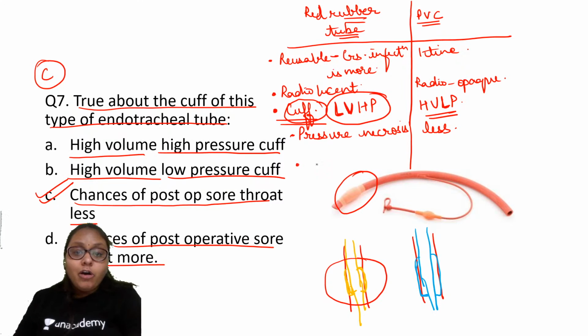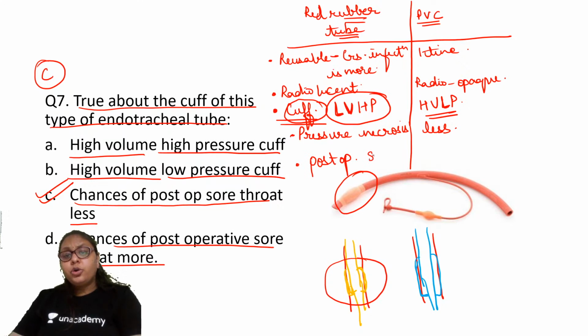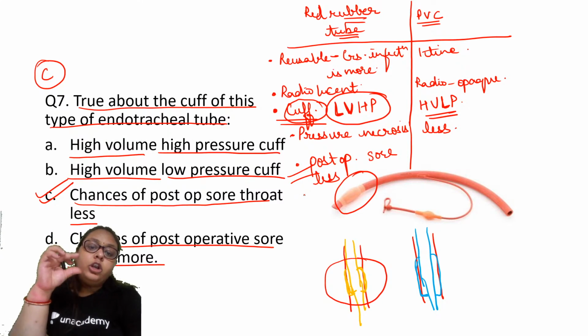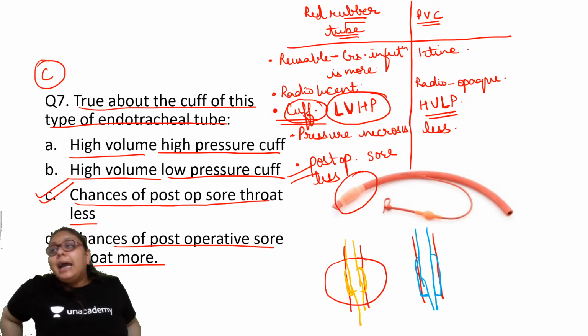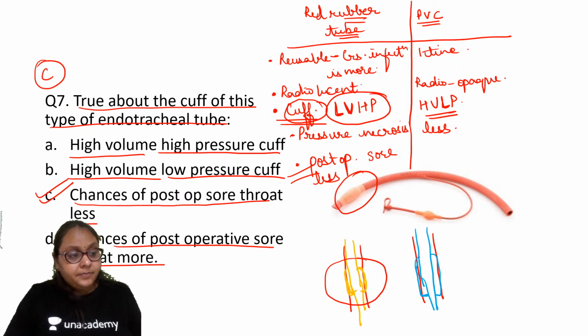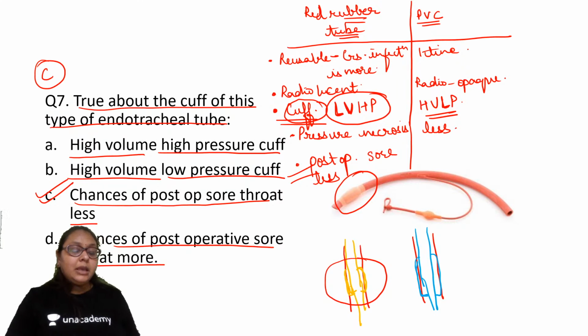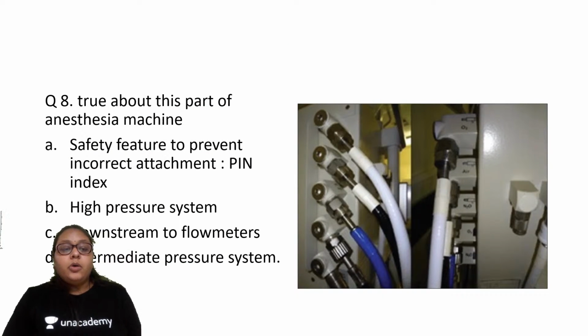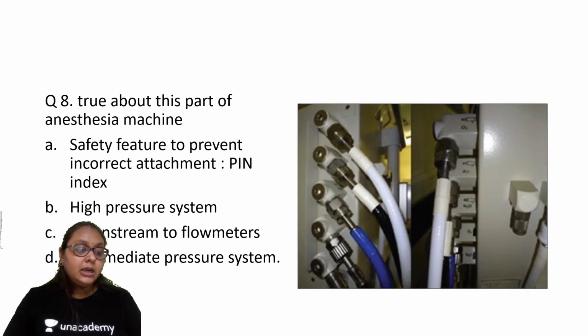Therefore, the chances of post-operative sore throat are less. Remember, with red rubber tube, because it is low volume, the contact with the trachea is less as compared to the PVC, and therefore the chances of post-operative sore throat are less in red rubber tube as compared to the PVC. Is it clear? Therefore the answer is C. It's a very important concept. Many questions are asked from this. Now, coming to next question.